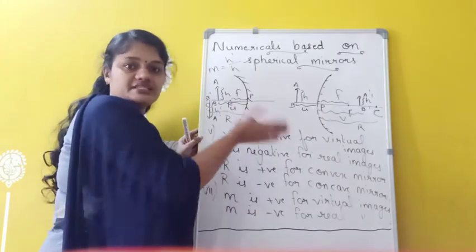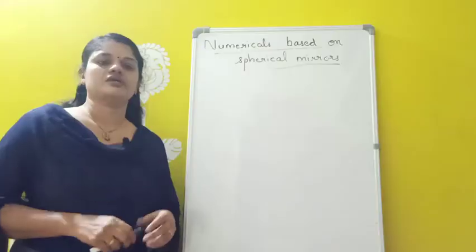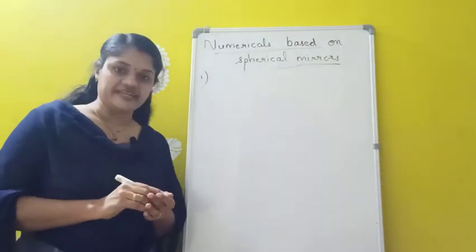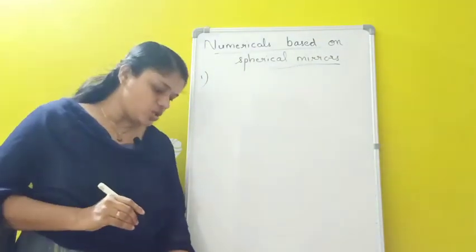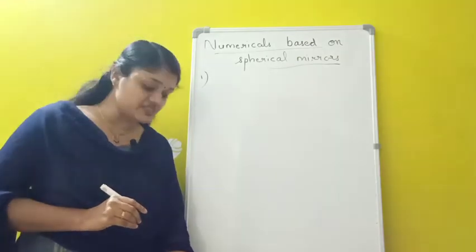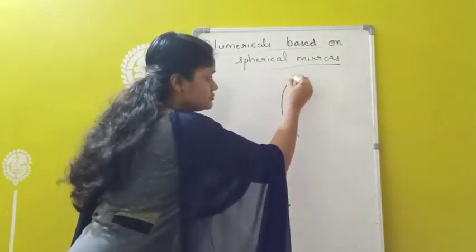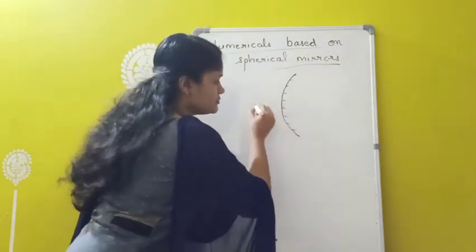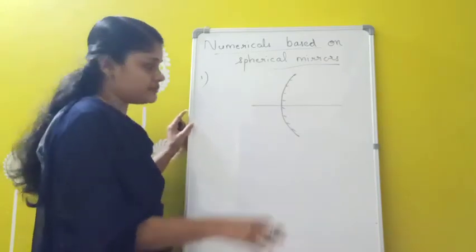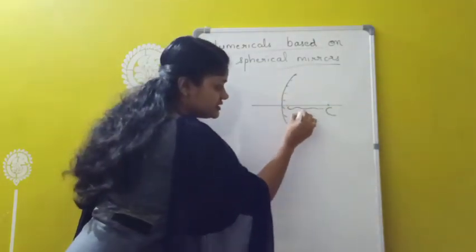So just after revising this, we can go for the problems. Now we can do the problems. So we can go for the first problem. I will read the problem first and write the data here. A convex mirror used for a rear view on an automobile has a radius of curvature of 3 meters. So here we are taking a convex mirror, and this convex mirror has a radius of curvature of 3 meters. So the center of curvature is coming here only, and this radius of curvature is given as 3 meters.